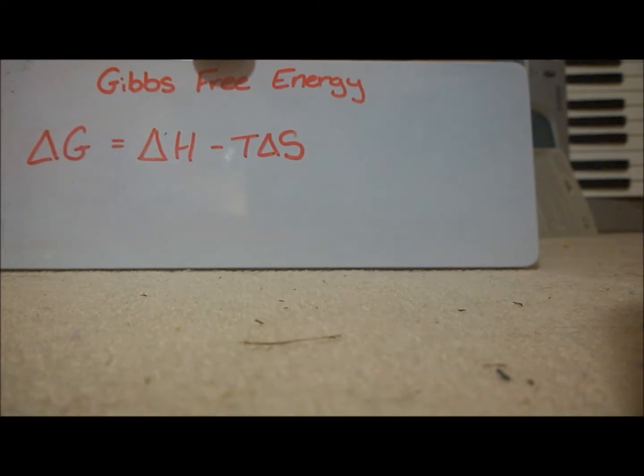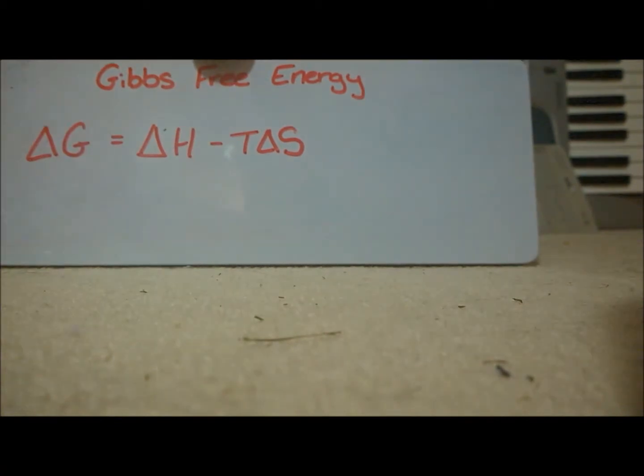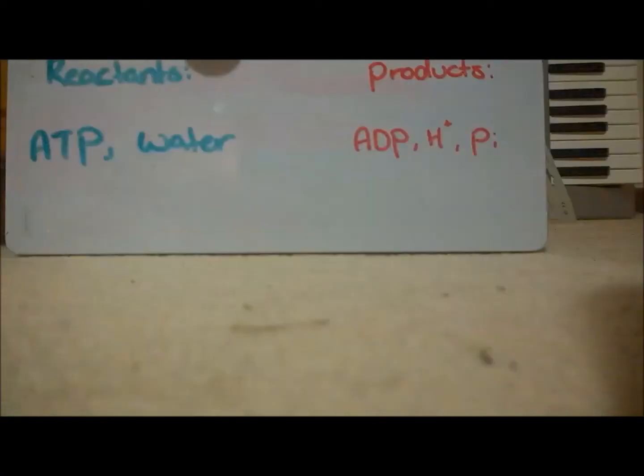This is the equation. What this means simplistically is that the free energy is equal to the change in potential energy, or H, minus the temperature, T, multiplied by the amount of unavailable energy, S. If the result of this equation is exergonic, or energy releasing, the delta G value will be negative.